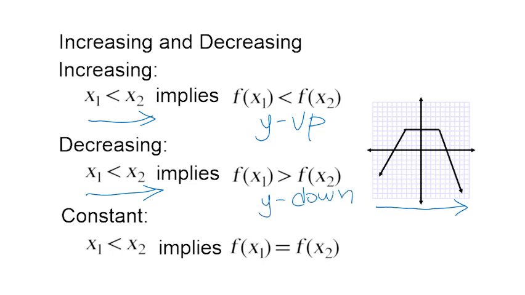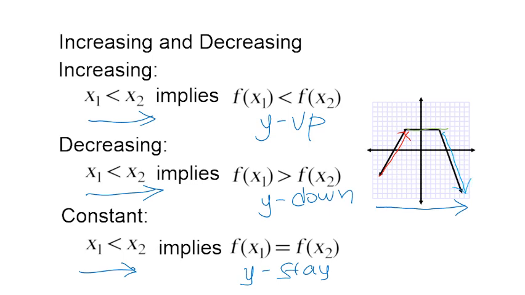And then for constants, as you move from left to right, y is going to stay the same. So on this graph, I would be increasing here, then I would be constant, and then I would be decreasing.